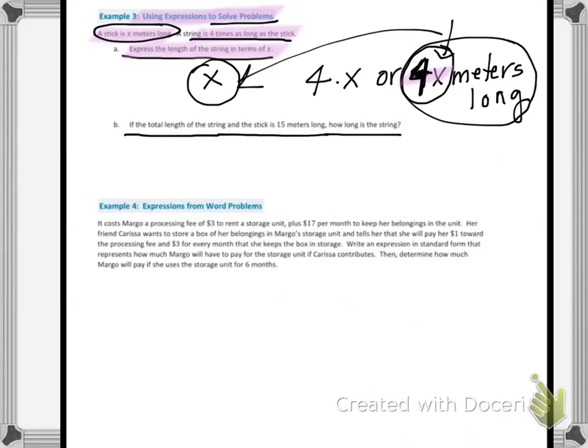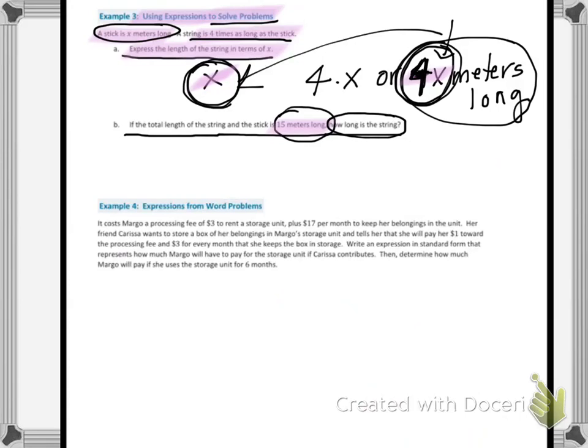You have your variable for the stick. You have your variable for the string. You have how long they both are together. So use those 3 bits to solve the problem of how long is the string. Give it a whirl. Give yourself a minute or 2 to do this, and come on back.